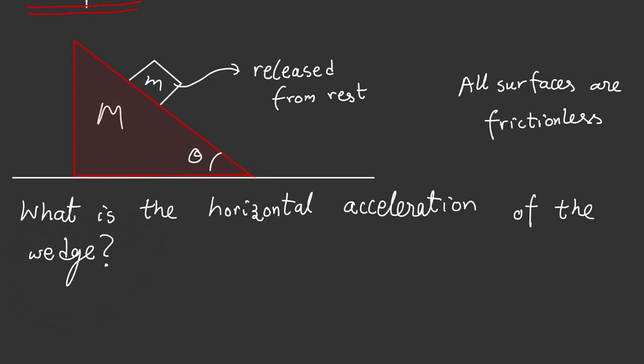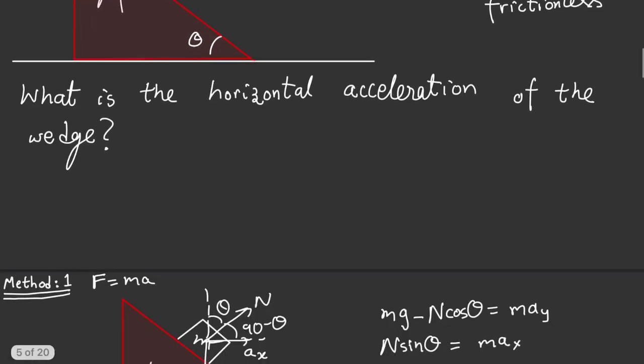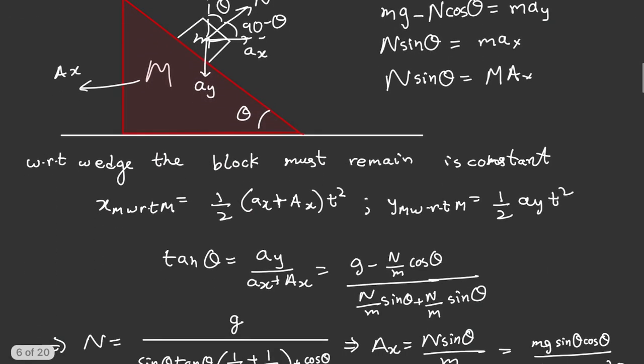So one way of solving would be writing the normal forces and then taking components along the x direction, writing constraint equations. So let's discuss the F equals ma method first. There is a normal force N acting on small m, and it has a horizontal acceleration ax and a vertical acceleration ay.